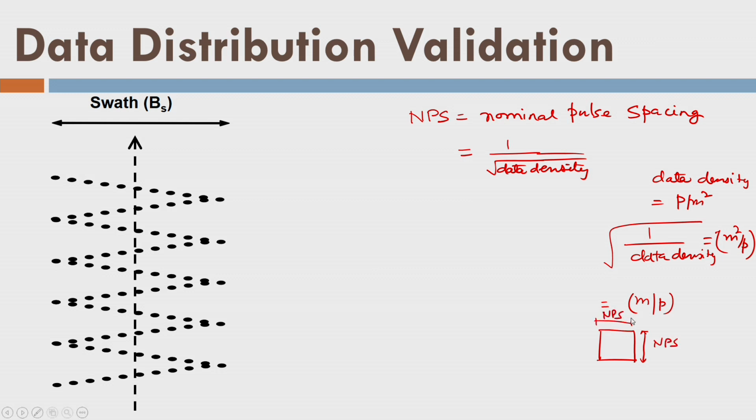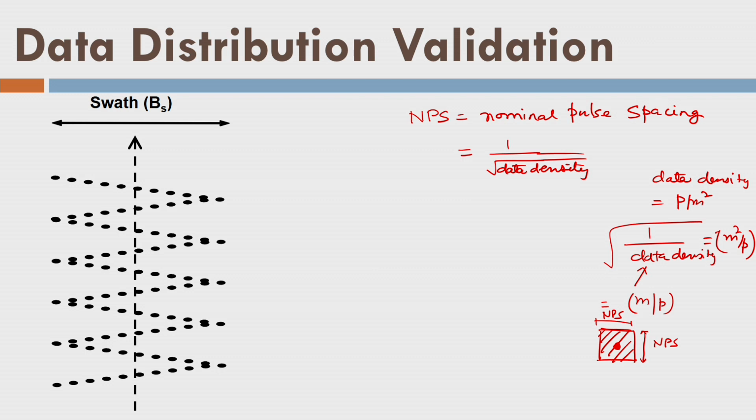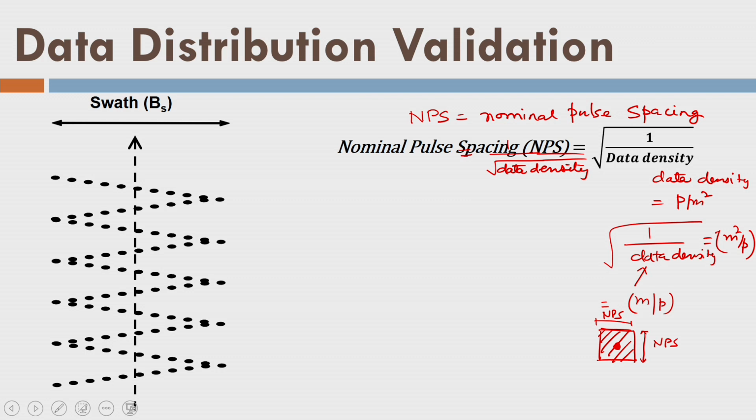NPS. So I can say that each box has one lidar point inside it, right? Again, it is an average criterion because it is calculated from another average criterion, data density. So we should understand how to validate this data density or the NPS. Let us say there is one swath here, and this is my NPS. So this is the cell of NPS, and we have calculated my NPS.